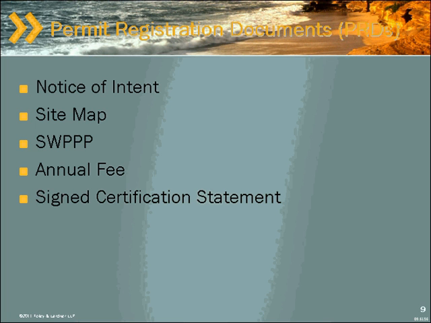And those documents are the notice of intent, which would define your activity and the site location and your industrial process; the site map; the SWPPP itself, which we'll talk more about shortly; a fee, of course; and a signed certification statement. So these are the PRDs that are all going to be uploaded to the SMART system before you get your WDID number, and then at that point you'd have coverage under the permit.